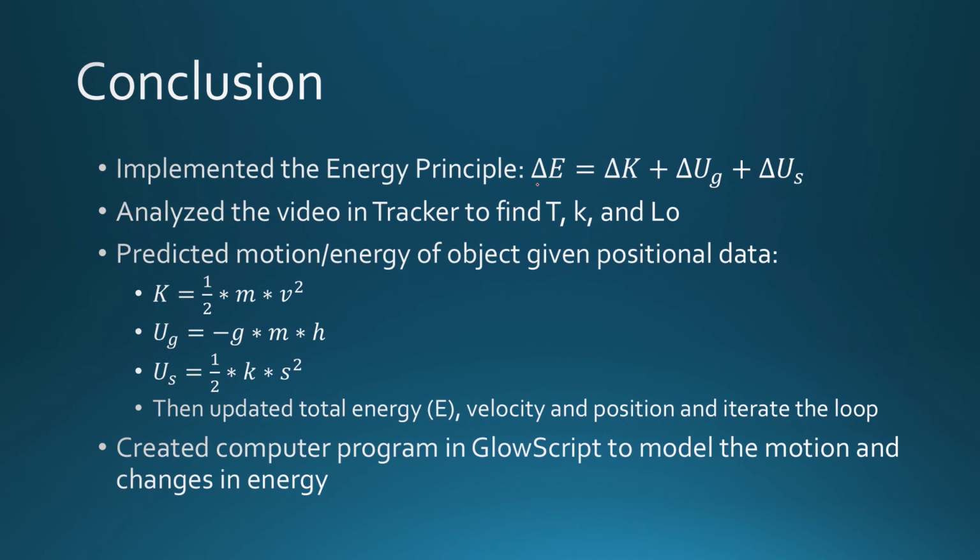Overall in this lab, we learned the implementation of the energy principle. The change in system energy total is equal to the change in the system energy's components. We analyzed the video and Tracker to find the period, the k constant, and the relaxed length of the spring. We predicted the motion and energy of the object given positional data. I used these kinetic energy, potential gravitational, and potential spring energy calculations, as well as Newton's second law, change in momentum over the change of time equals net force. This way I could create an iterative loop that calculated total energy, velocity, and position to create a comparison that showed that the GlowScript model was very close to the real-life observation, and it satisfied the energy principle.